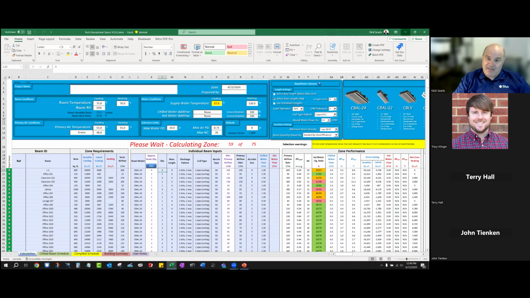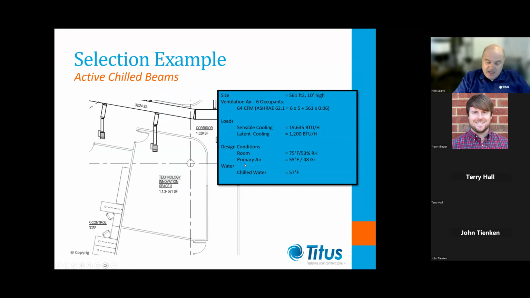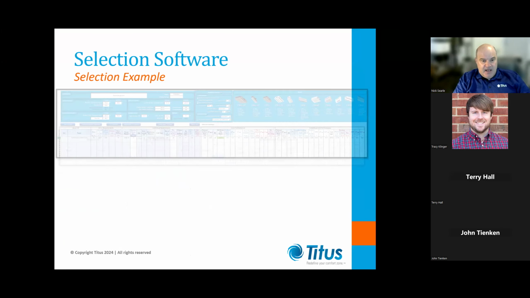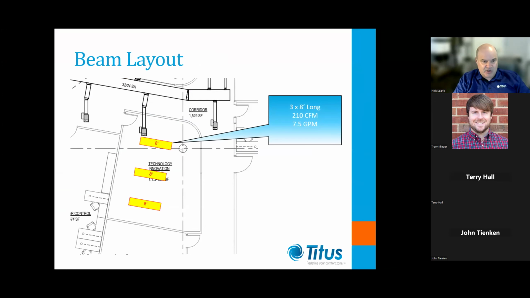So I'm going to break out of this and now go back to the slides and show how we would, if you remember, I selected 3 chill beams for this application example here, for this technology innovation space. So that's what happened here. That's the end results of the selection, which I just showed you.